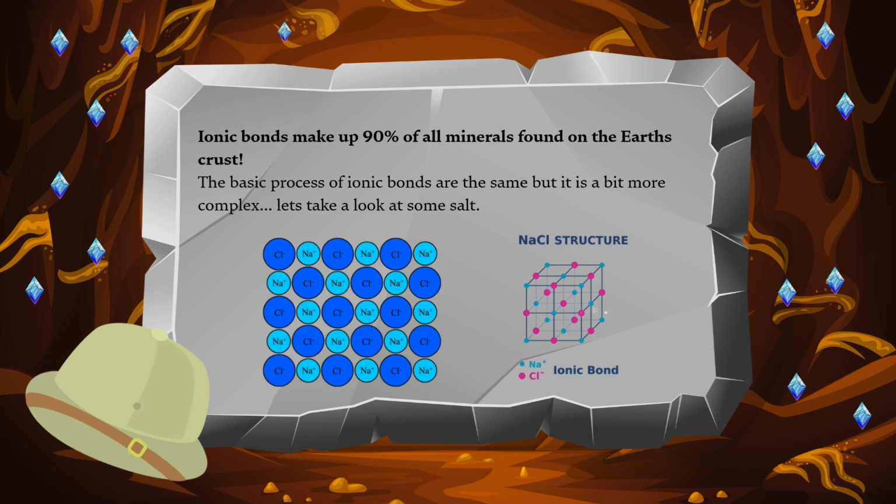Perfect. So now we know that ionic bonds make up 90% of all minerals found on Earth's crust, which is crazy. The basic process of ionic bonds is the same, but it's just a little bit more complex when it comes to minerals. So let's take a look at some salt, which we know is sodium chloride. We see that there is a negative chloride and positive sodium. Since opposites attract, this chloride is going to attract other sodiums, and sodium is going to attract the chloride. So this will make it into a 3D geometric shape because it's just going to be kind of filling in those spots. As we can see here, this is only touching the sodiums, and these are only touching the chlorides.